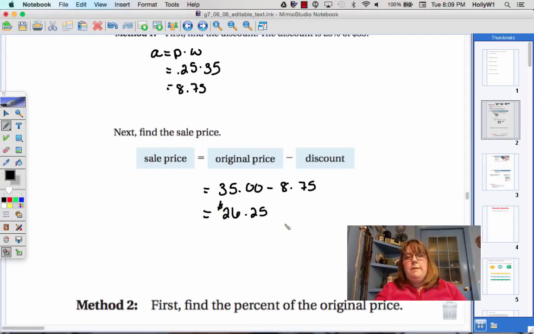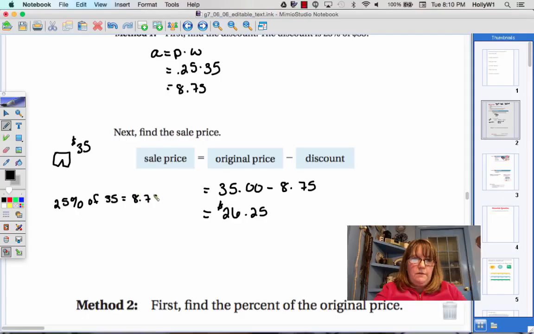Now there's another way we can think about this instead of using that big formula, but you might need that big formula for some of the homework. It depends upon what you're trying to figure out. So if I have a pair of shorts and they're $35, we know that 25% of the 35 is equal to $8.75. We also know that if I add that to 26.25, that will give me $35.